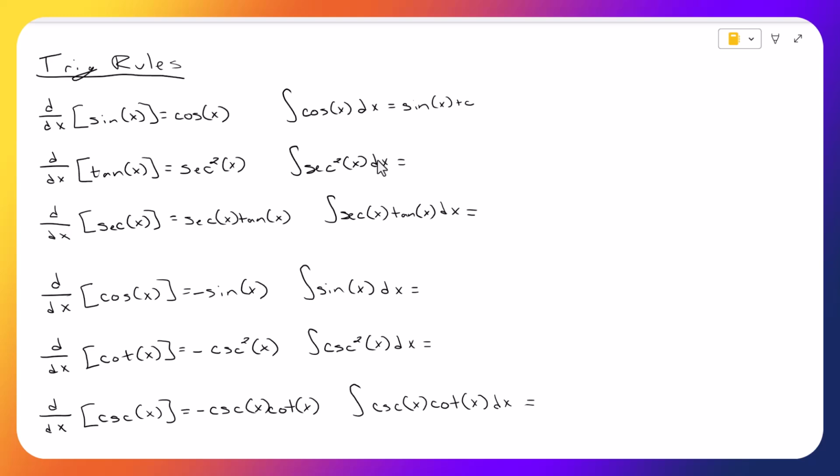I'll pause the video and fill out the rest of this because I don't need to spend time going over all of it. Antiderivatives and derivatives are inverses. So if we take the derivative of secant, we get secant tangent. Well then, if I'm taking the integral of secant tangent, it's going to take me back to my original function, secant. I'm going to fill all this in. I'm not going to talk through it, so when I come back, you'll have all these filled out. And these are things that you also just need to memorize.